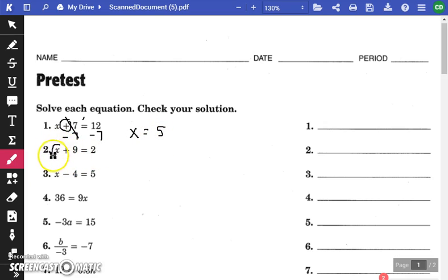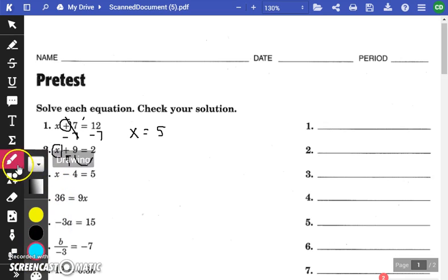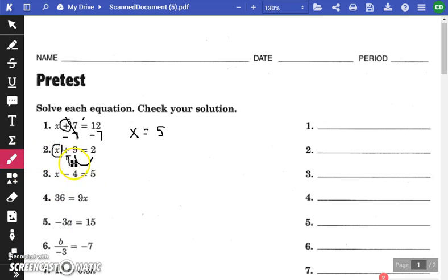You have x on the left. We want to get this 9 to the other side. What we're going to do is look at the value of 9 and do the opposite. So we're going to take away, I'm going to use a different color to show you, we're going to take away 9, and 9 minus 9 is 0. It's gone, but whatever you do to the left side, you have to do to the right.